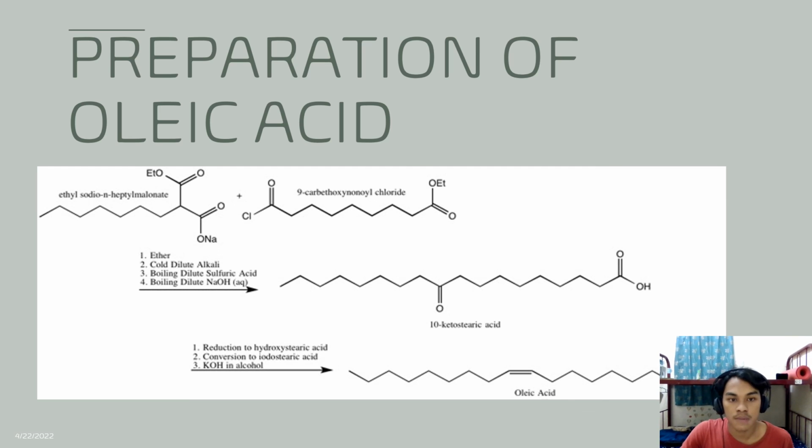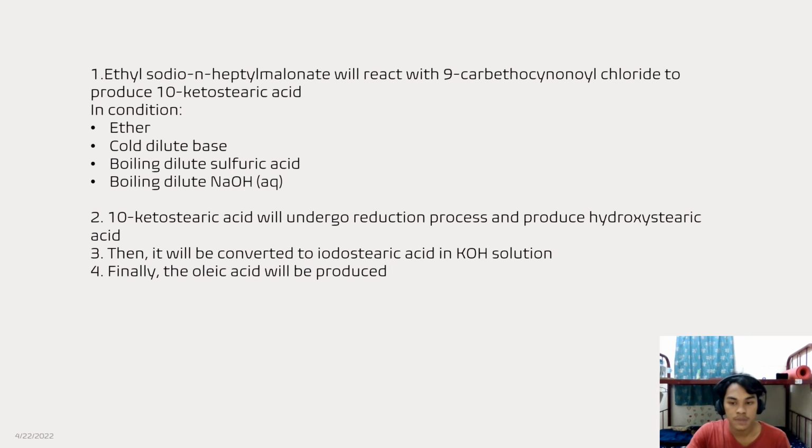Here is the chemical reaction for the preparation of oleic acid. Now I will explain the preparation of oleic acid. Firstly, ethyl sodium heptyl malonate will react with 9-carbethoxynonanoyl chloride to produce 10-ketostearic acid. The conditions are ether, cold dilute base, boiling dilute sulfuric acid, boiling dilute sodium hydroxide.